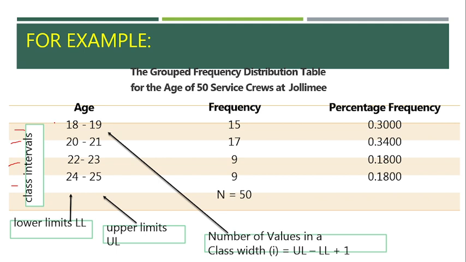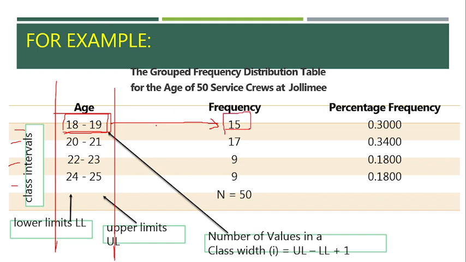It's just that when we are in group data already, we have what we call intervals or class intervals. So for this example, we have 18 to 19. This is the class interval between 18 to 19. Okay po? So basically, it shows that within this column, this 18 to 19, it shows the frequency, or how many persons are in that 18 to 19. It shows 15 persons already.